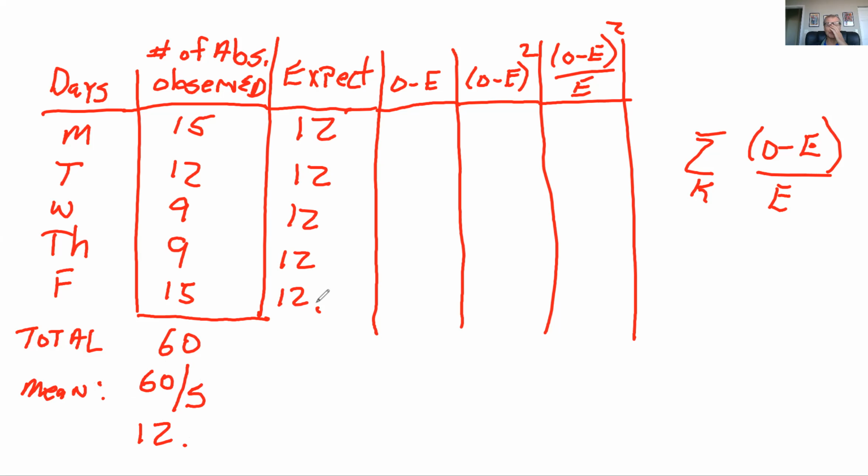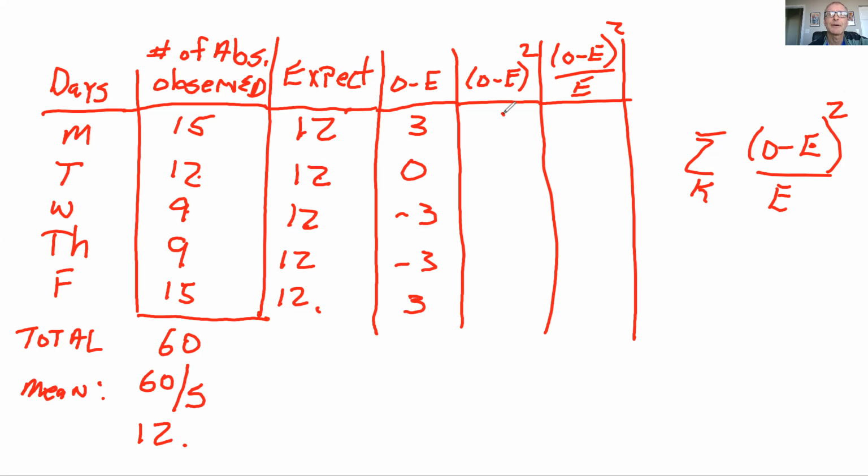And so when we do that, I put up 3 columns. And the first one, oops, I forgot my squared here. The first one is the observed minus the expected. And so you could see here that this would be, say, 15 minus 12. So that would be 3. 12 minus 12, so that would be 0. 9 minus 12, and that would be minus 3. 9 minus 12 again is minus 3. And you could see this one is plus 3.